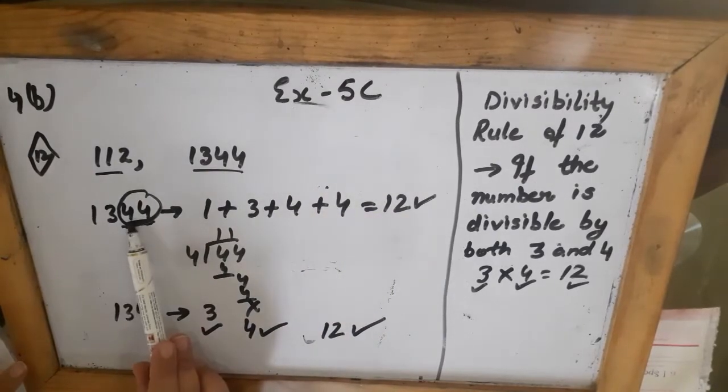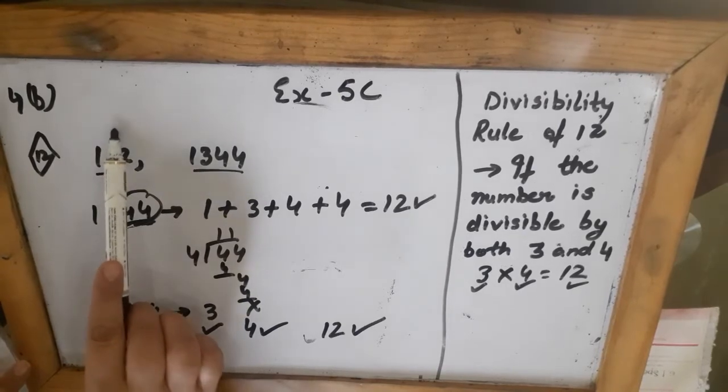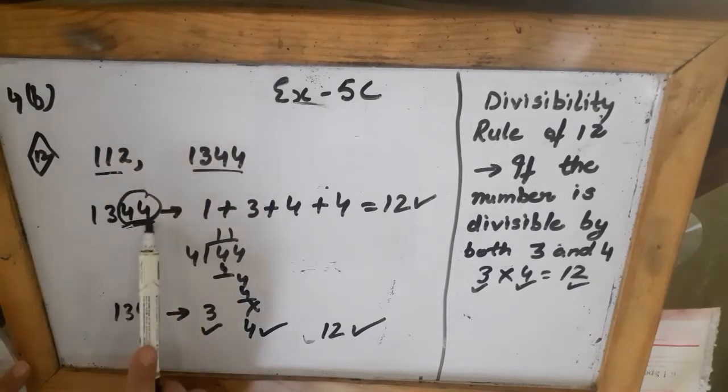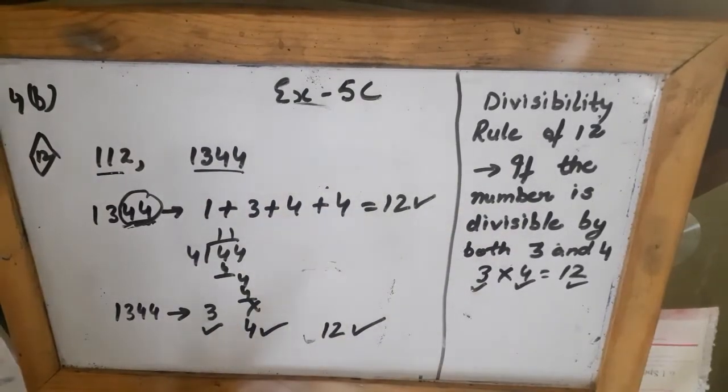So in this 112, the number was divisible by 4 but not by 3, so it won't be divisible by 12. But this number is divisible by both 3 and 4, so this number will be divisible by 12 also.